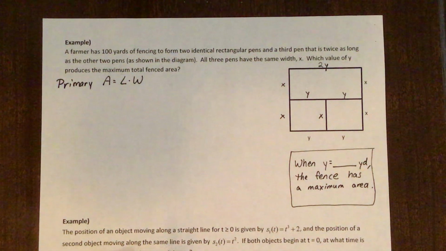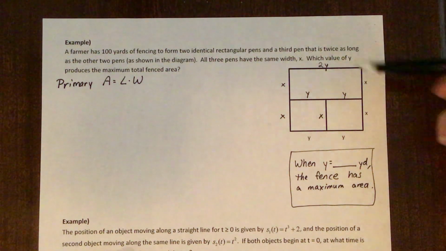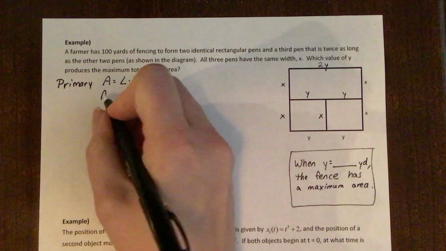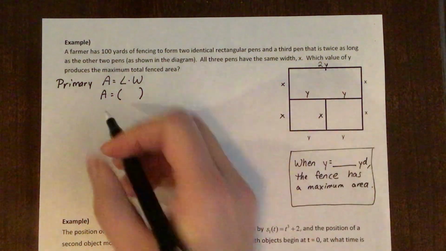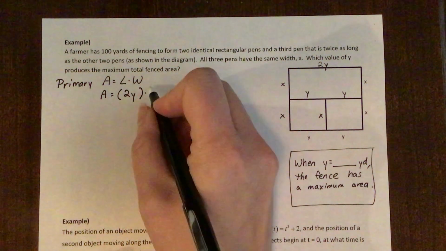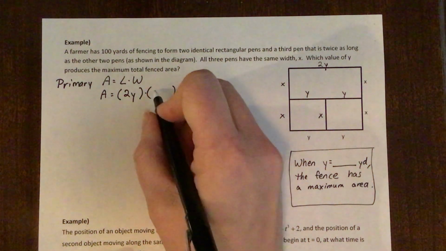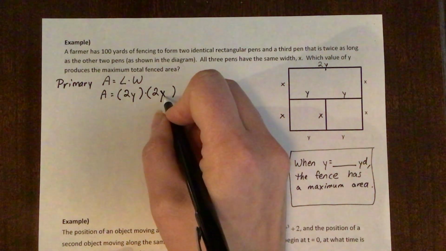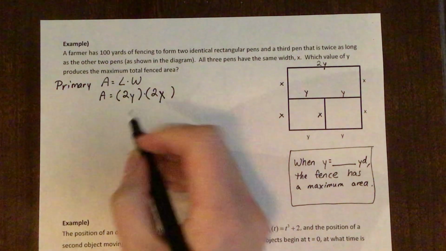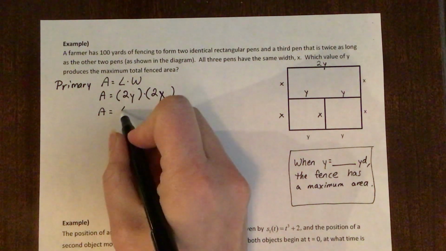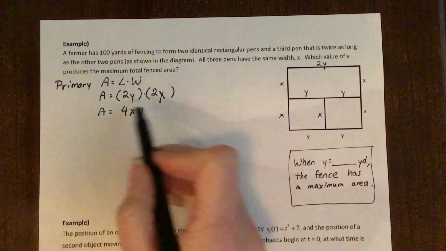Now, of course, we do not have the length or the width specifically. We have X's and Y's. So I'm going to rewrite this: instead of length, which is going to be this guy right here, that's going to be 2Y. And instead of width, we're going to have X plus X, which is 2X. All righty, let's simplify that out. 2 times 2 is 4, so area equals 4XY. This is what we want to take the derivative of.